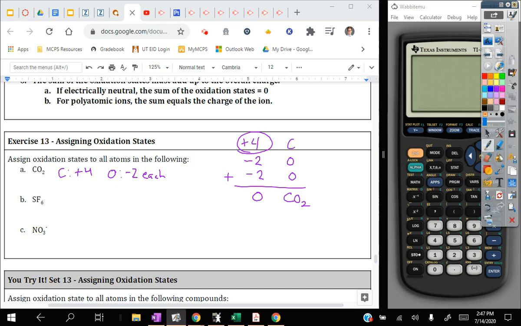Let's try this with SF6. Well, with SF6, each F has to be a -1, and there are 6 of them. So overall, we have -6 being contributed by my fluorine because I have 6 fluorines present. Sulfur must be a +6 in order to get SF6 down to 0.